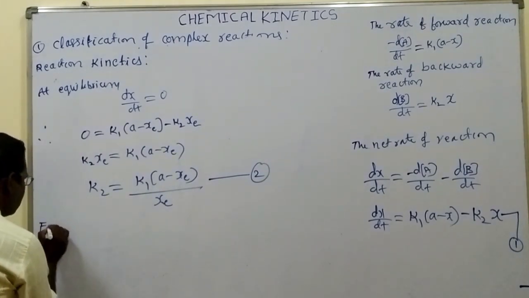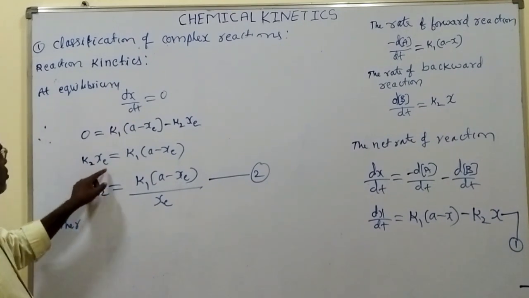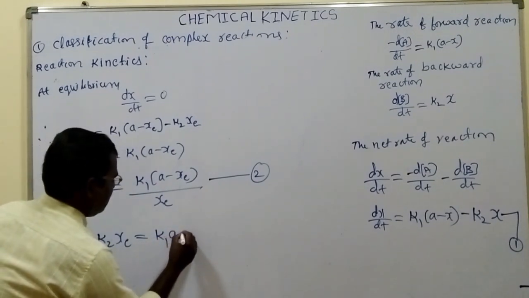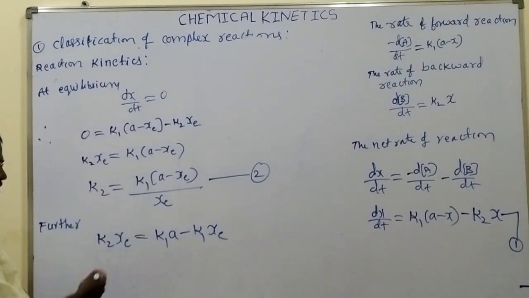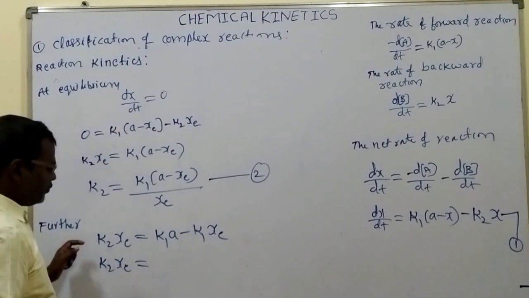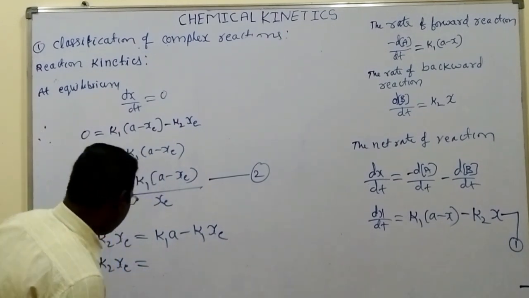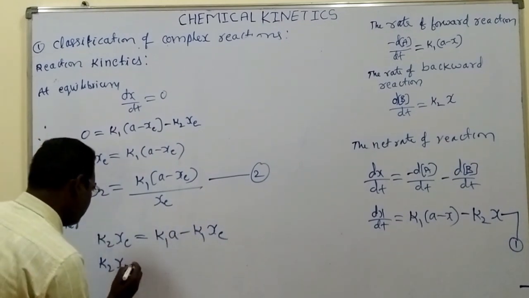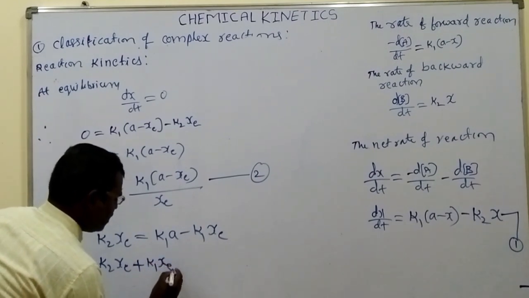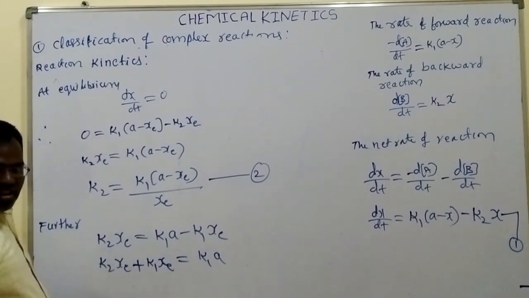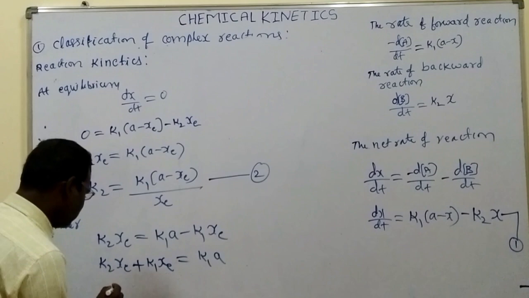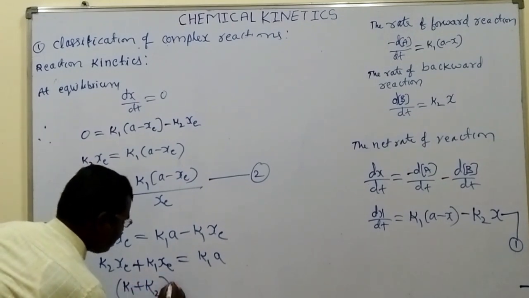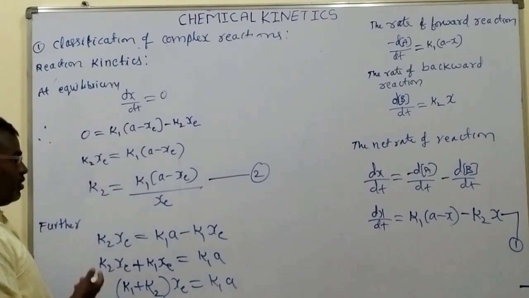Further, how can we simplify this? It is simply k2 xe is equal to k1 a minus k1 xe. Bring the minus k1 xe to the left side. If it comes to the left side, it will become positive, so plus k1 xe. Here xe is the common factor, so we take it as common. That's why it is (k1 plus k2) into xe is equal to k1a.